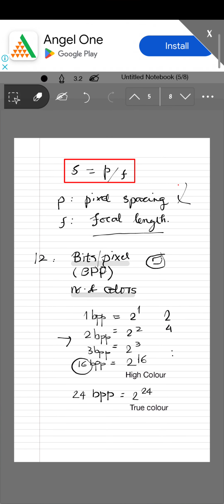Okay, so if the number of bits per pixel increases, the color quality increases. When it reaches 16, it is called high color. That means 2 to the power 16 different types of color can be detected in that pixel. And when the number goes to 24, it is called true color. That is actually the maximum limit a pixel can resolve or show in an image having colors.